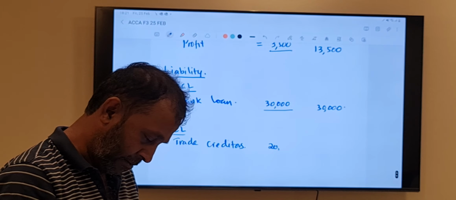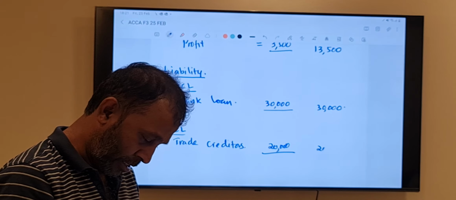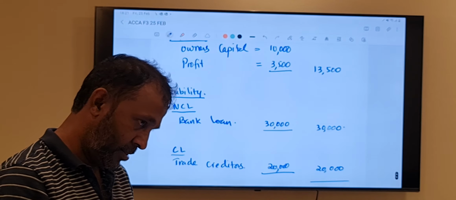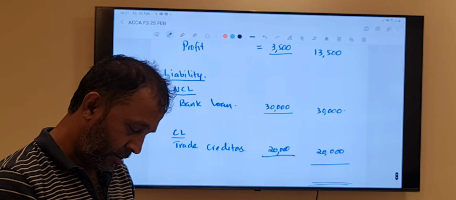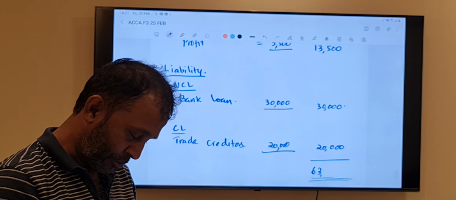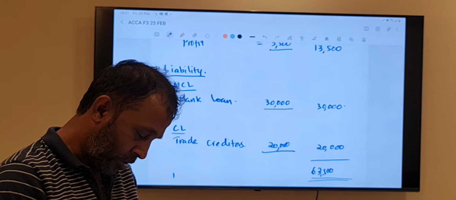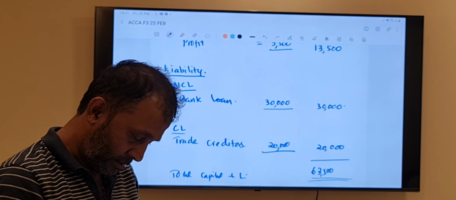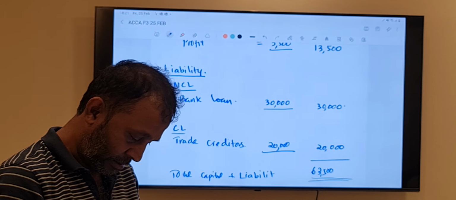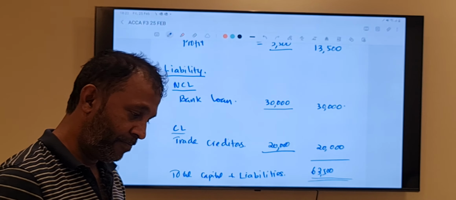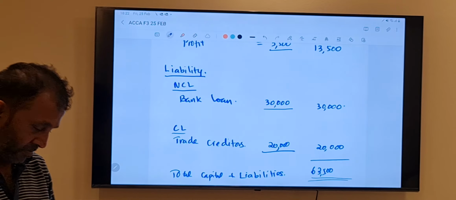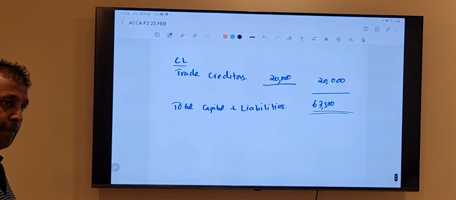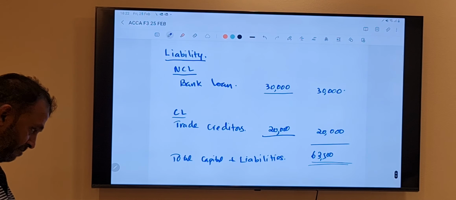So, 20,000. So, the total of this. Now we take the total of these three. It should be the same. 63,500. This we call total capital and liabilities. Clear? Yes. Are you okay?